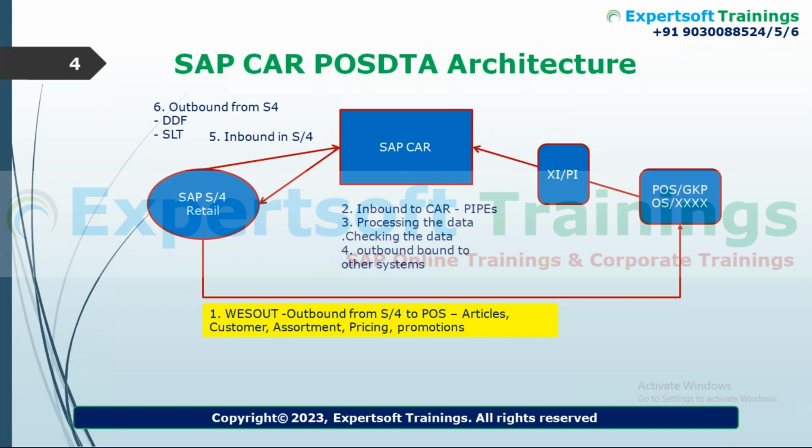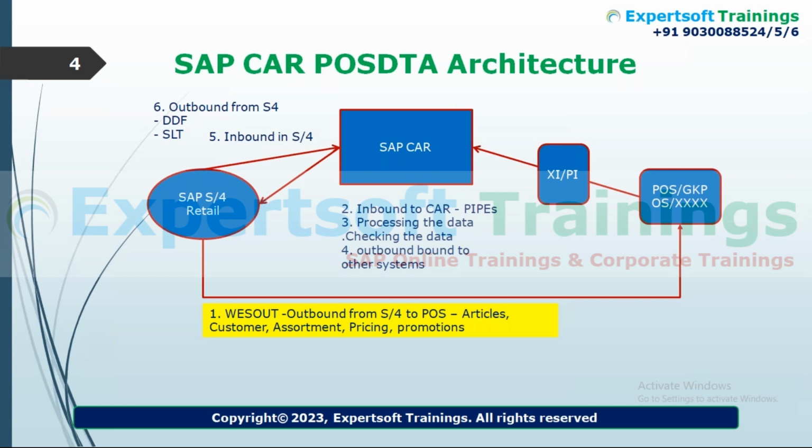This is the common architecture at any customer: S4 Retail interacts with SAP CAR, and SAP CAR interacts with any kind of POS. It can be GK POS, Putra POS, or any other POS that the retailer has. This is the simple, normal architecture, but in real time there will be many other systems and interfaces.